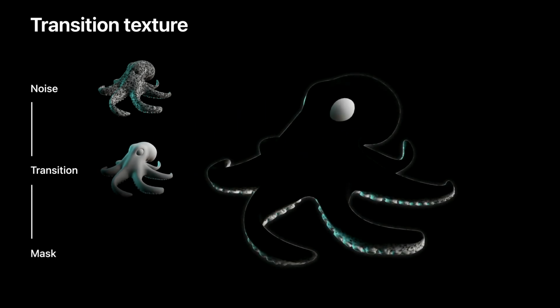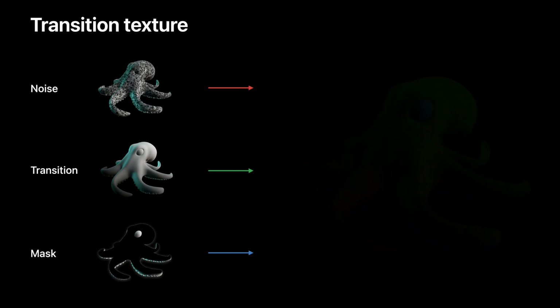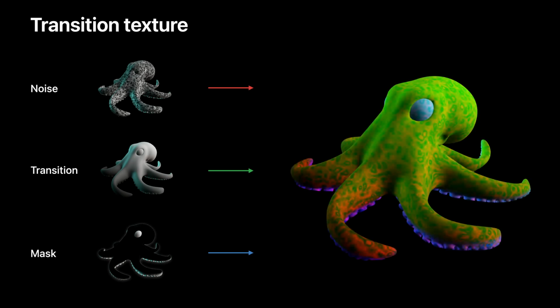And there's a mask layer for areas that we don't want to change color, such as the eye and underside of the tentacles. These 3 layers are combined into the red, green, and blue channels of our texture, which we assign to the custom texture slot. With our textures set up, let's look at how to access these from a surface shader.